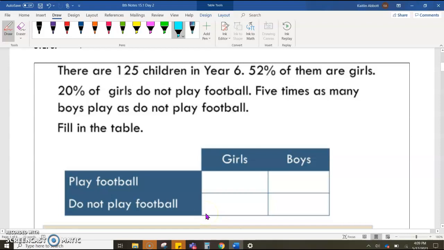So let's figure out. It says there are 125 children in year 6. That's just another way of saying 6th grade. So there are 125 children in 6th grade. Boys, girls, everybody. So that is going to be pretty important. That's a pretty big total. We like totals. So 52% of them are girls. Remember, the fun thing with percents, it always adds up to 100. So if 52% of them are girls, how many are boys?